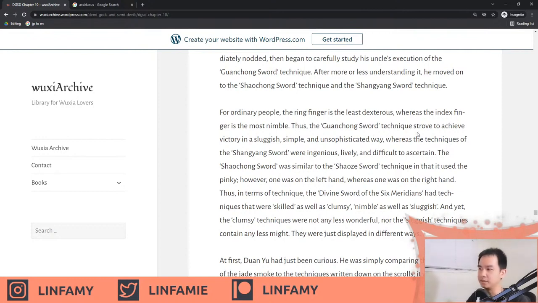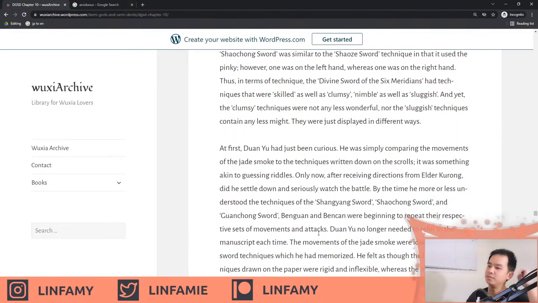Thus, the Guanchong sword technique strove to achieve victory in a sluggish, simple, and unsophisticated way, whereas the techniques of the Shanyang sword were ingenious, lively, and difficult to ascertain. The Shaochong sword was similar to the Shaozi sword technique in that it used the pinky. However, one was on the left hand, whereas one was on the right hand. Thus, in terms of technique, the divine sword of the 6 meridians had techniques that were skilled as well as clumsy, nimble as well as sluggish, and yet the clumsy techniques were not any less powerful, not any less wonderful, nor the sluggish techniques contain any less might. They were just displayed in different ways.